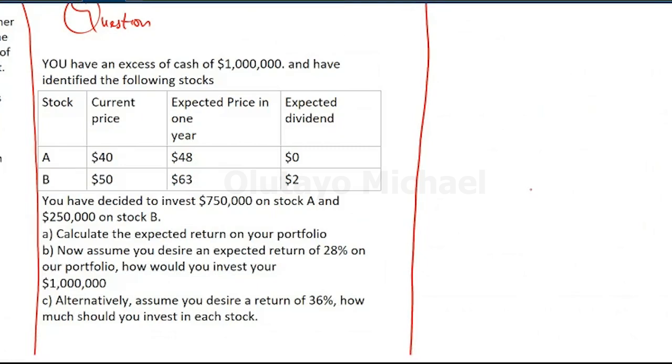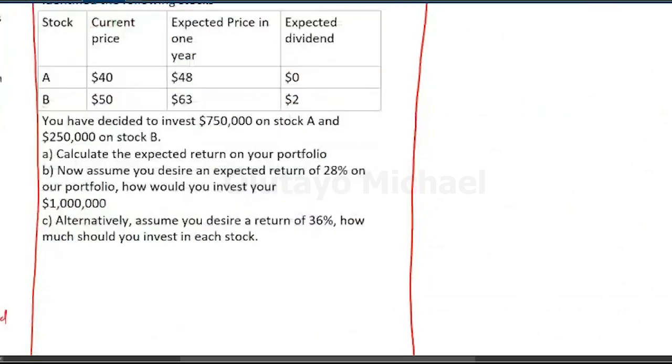Part A. For B, now assume you desire an expected return of 28% on a portfolio. How would you invest your $1 million? And part C, alternatively, assume a desired return of 36%. How should you invest in each stock? All right, so let us examine it.